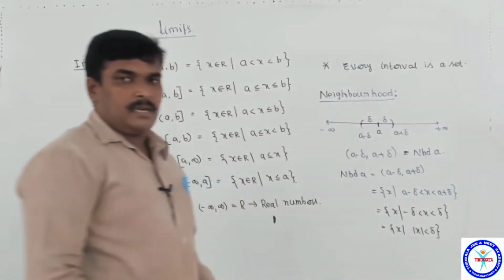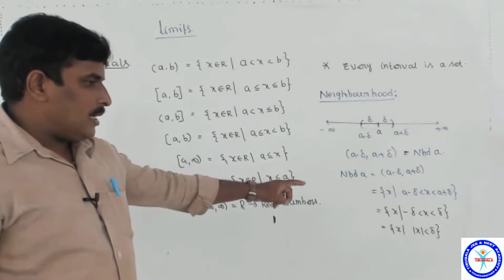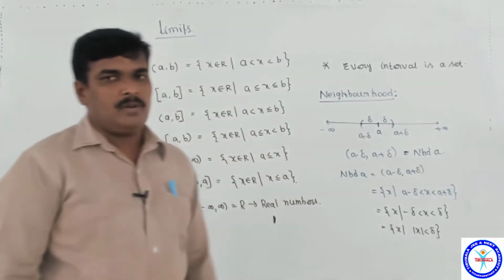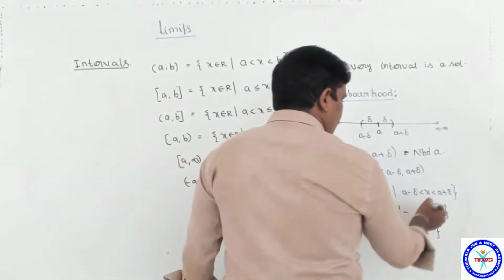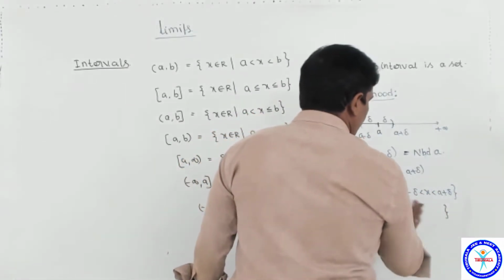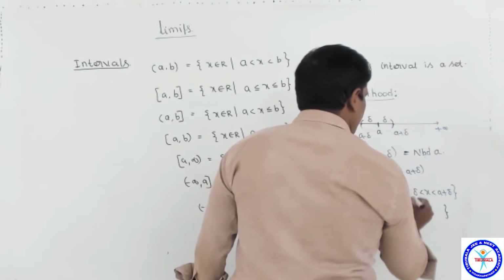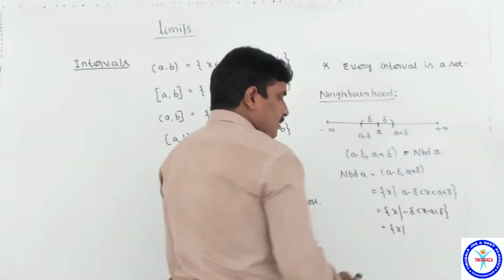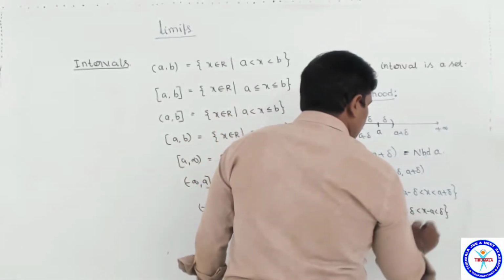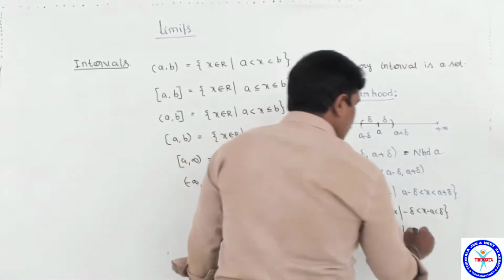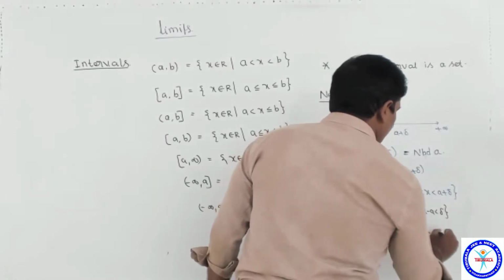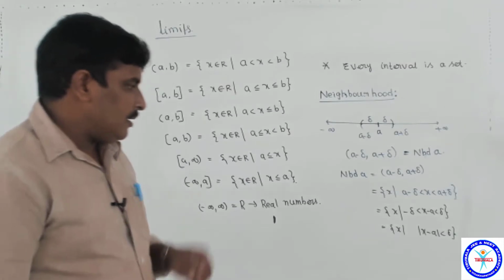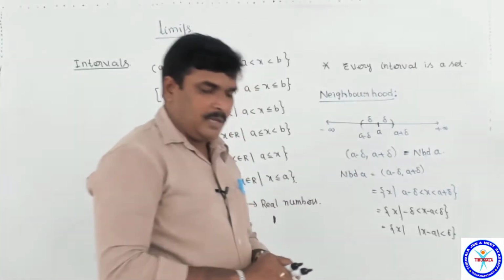Mod x is less than delta. That means minus delta less than x less than delta. So that means mod x is less than delta. Okay, students? Now add minus a here. If you add minus a, then we get minus delta less than x minus a less than delta. So by using this process, mod x minus a is less than delta. So this is the neighborhood of A.